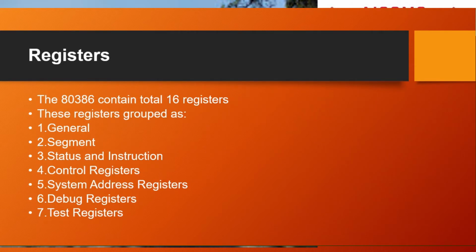Now, if we see the classification of registers in 80386, there are many categories of registers available. First is the general purpose register, second is the segment registers, then there are the status and instruction registers, control registers, system address registers like LDTR and GDTR, debug registers (DR), and test registers (TR). So these are all the different categories of registers used in 80386. From the application program point of view, we use the general purpose registers most of the time.